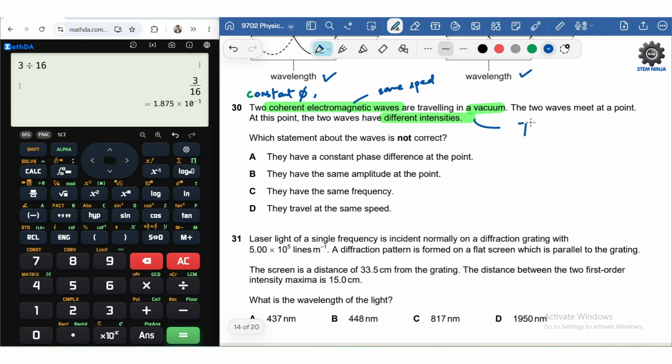Different intensities. Remember, intensity is proportional to amplitude squared. So they have different intensities, so their amplitudes are different. Which statement about the waves is not correct? They have a constant phase difference. This is correct. They have the same amplitude at the point. This is not correct. So this is it.